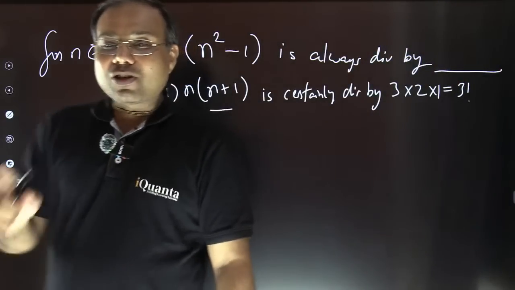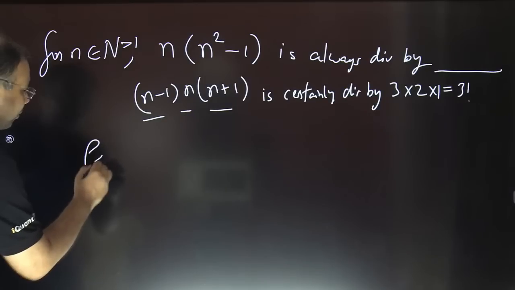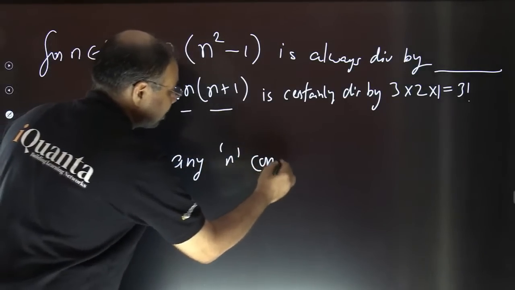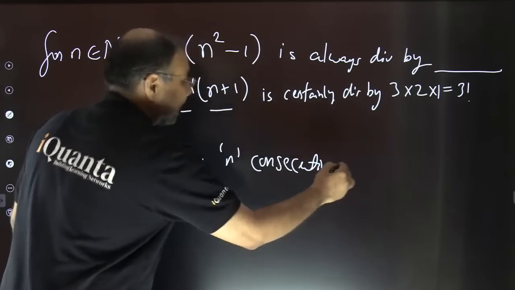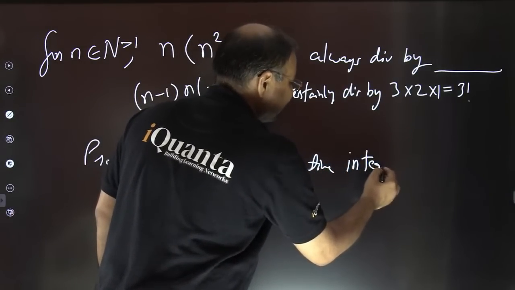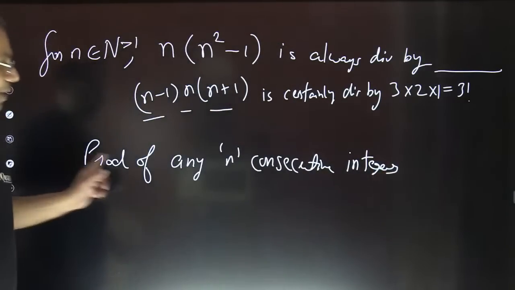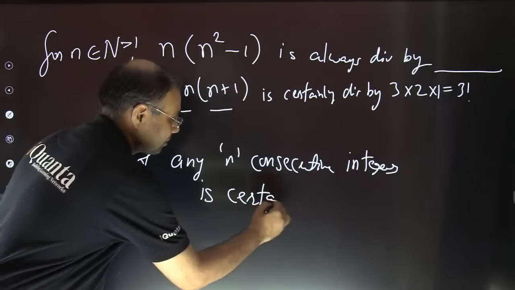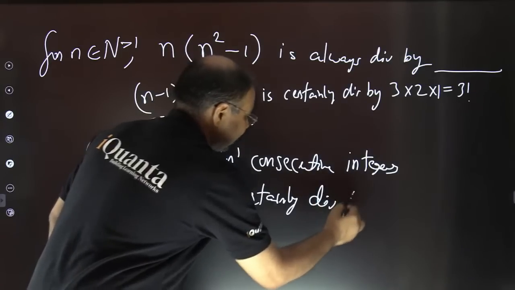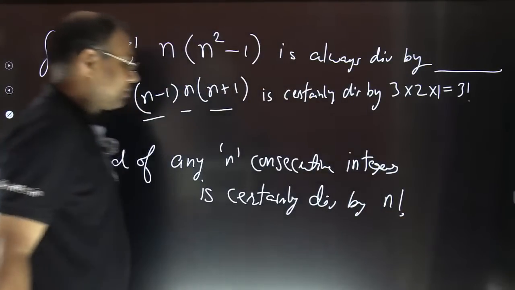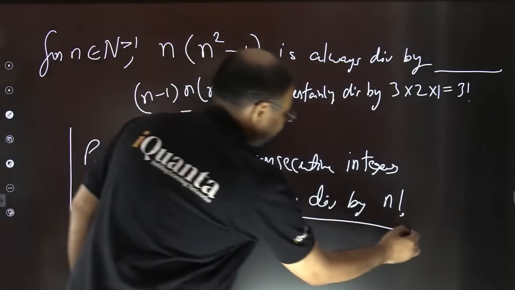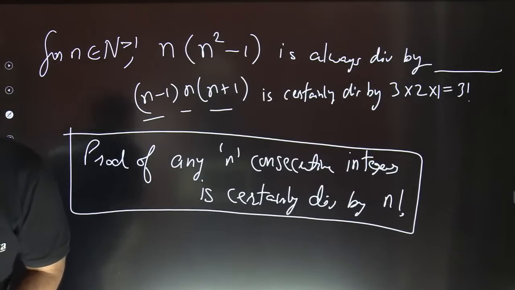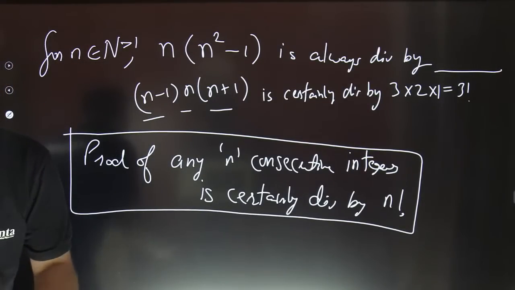ठीक है? So in general the result is: the product of any n consecutive natural numbers, any n consecutive integers. Why to natural numbers? Any integers. The product of any n consecutive integers is certainly divisible by n factorial. That is the general conclusion. Is it okay? Is it understood? Yes, of course, Shruti. It is true for every number. Why not?